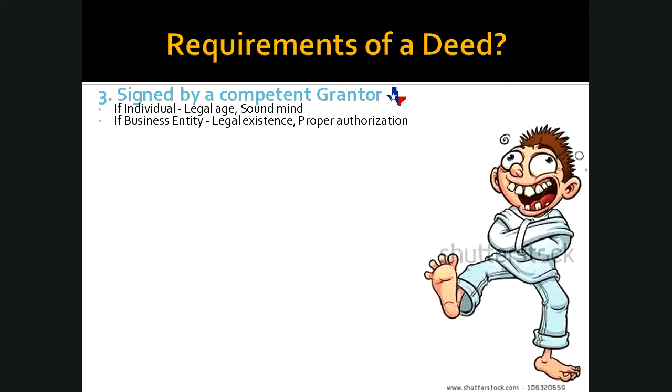So imagine if you're Walmart, the person who has to sign a deed to sell property is going to be some vice president or CEO or CFO. The janitor at your local Walmart can't sign a deed transferring ownership of the property from Walmart. They have to be an authorized person. So that's what it means to be signed by a competent grantor.